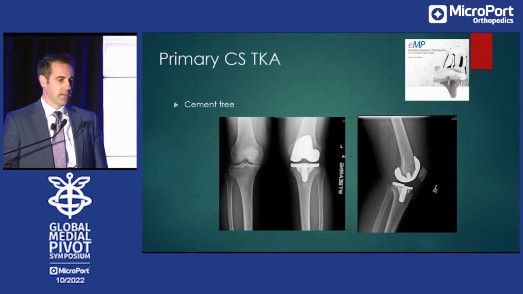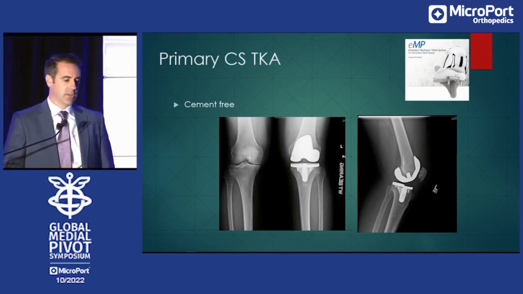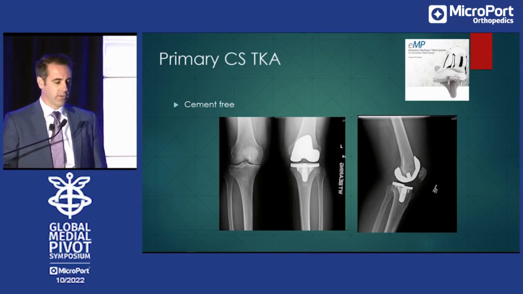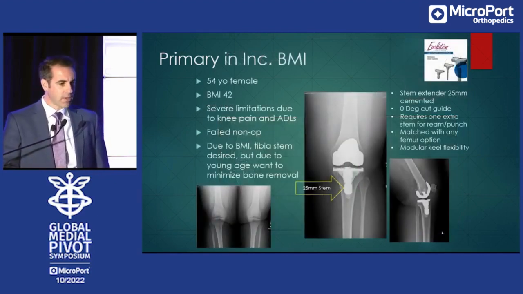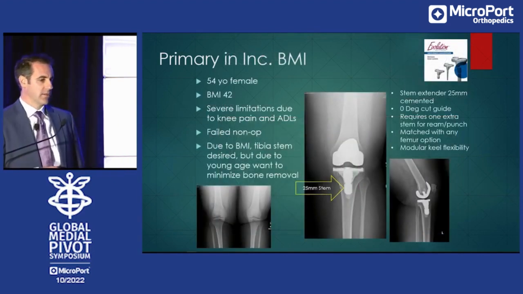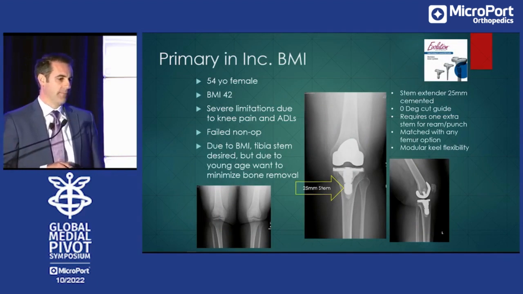Similarly, a very simple case here, a primary CS. This is a cement-free design using the Evolution, and again, another rapid recovery patient. So getting to just a little bit more complexity, a young patient, 54 years old, female, but with a high BMI.